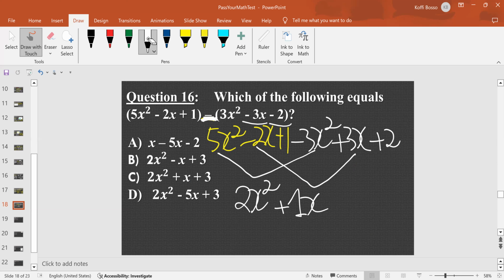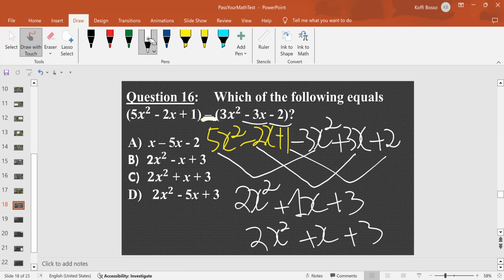Then we keep x. We do this for the last one. 1 plus 2 is 3. And this is the same as 2x squared plus x plus 3, because 1x is x. And now if we check, the correct choice here is C. So the negative sign is very important in this question.